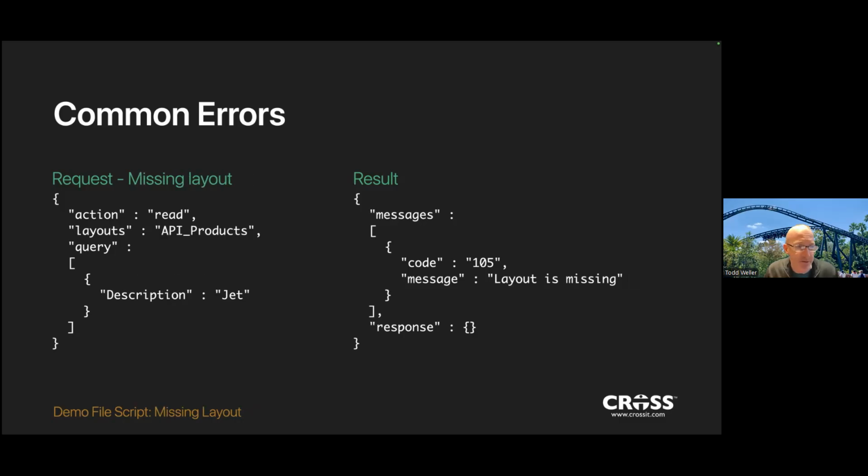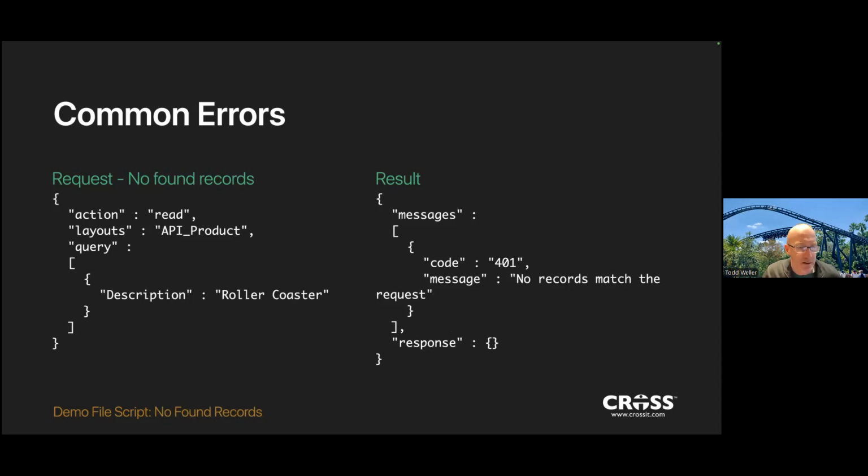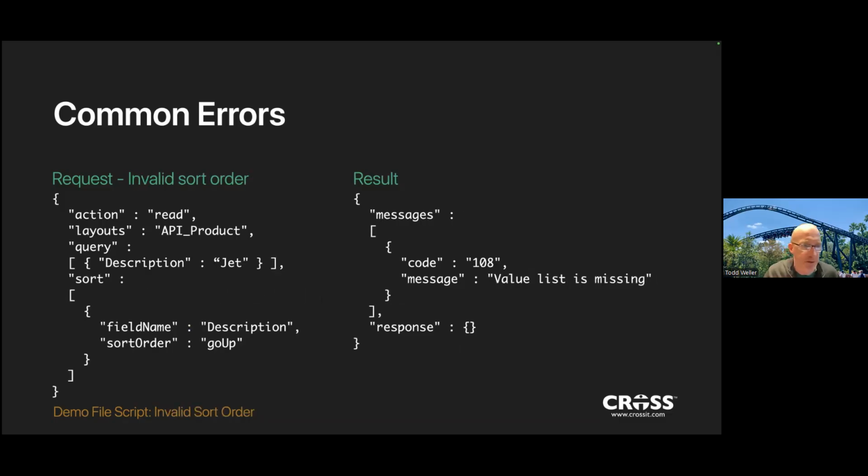Here's a missing layout where, again, the layout key is there. I've just made the layout name plural, and it comes up with the layout is missing. And we're back now to a 105, which is a standard FileMaker error. Here's the missing field. Again, I just made the field name plural, and we get the 102 field is missing. We've already looked at the 401 error.